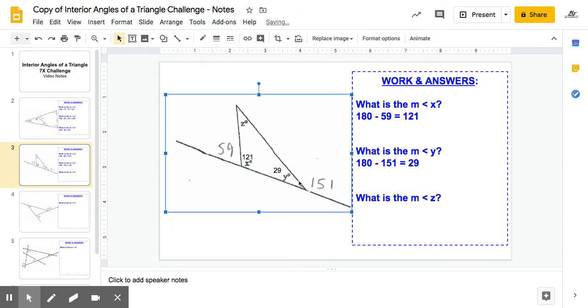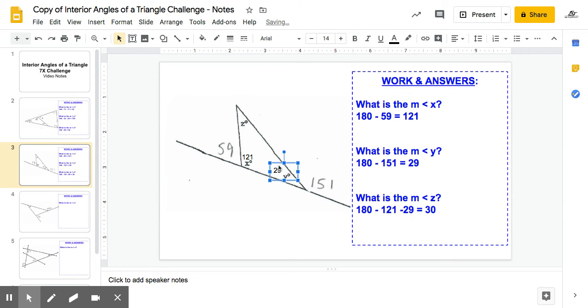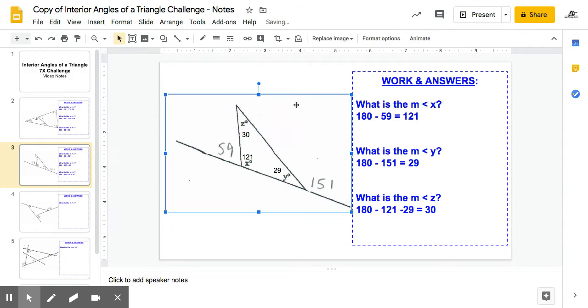Okay, last but not least, I got to find the angle Z. Well, angle Z is in that triangle. I now have two measures of the other interior angles of the triangle, so I can use the fact that interior angles of a triangle have to add up to be 180 degrees. I can use that fact. I already know two of the angles, so I can simply subtract 180 minus 121 minus 29, which gives us 30. So that means that the measure of angle Z has to equal 30 degrees.